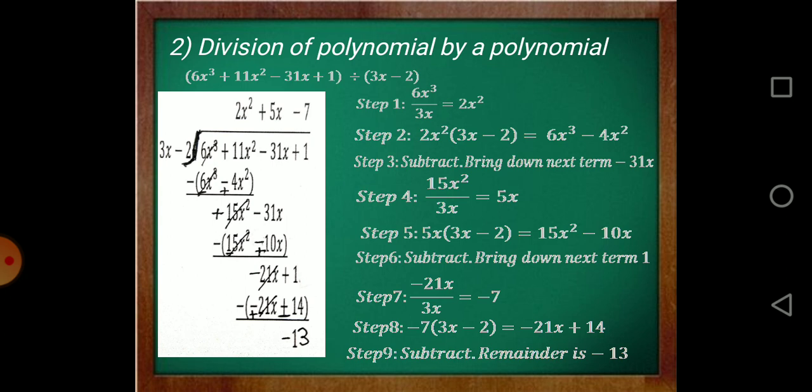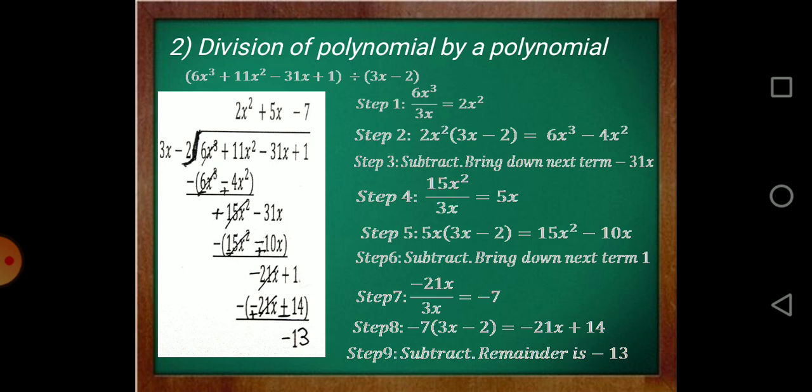That is 15x square minus 10x. Now the next step is we perform subtraction. While performing subtraction, the signs will change. Plus 15x square will become minus 15x square. Minus 10x will become plus 10x. So plus 15x square and minus 15x square will get cancelled. And minus 31x plus 10x will give minus 21x and plus 1 will be brought down. Now the dividend is minus 21x plus 1.